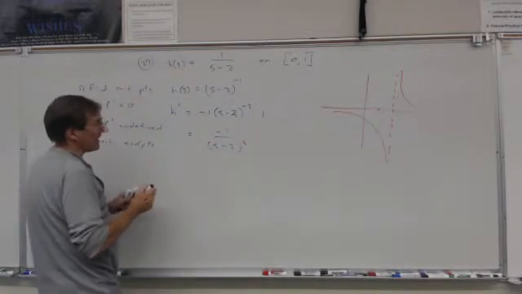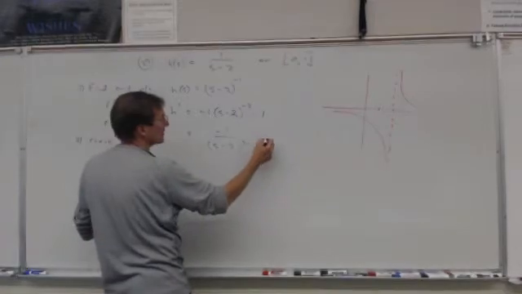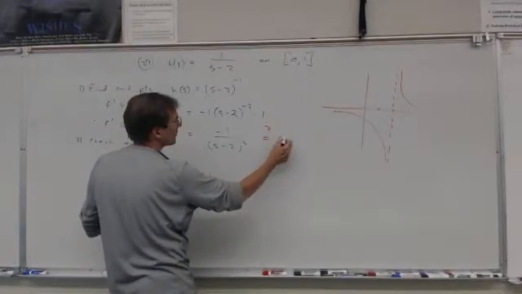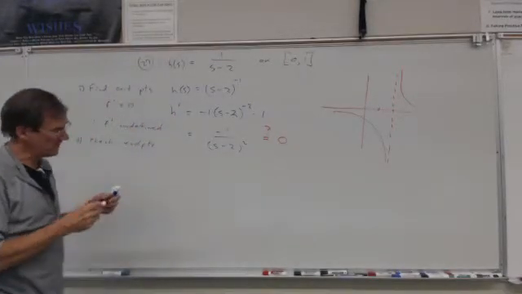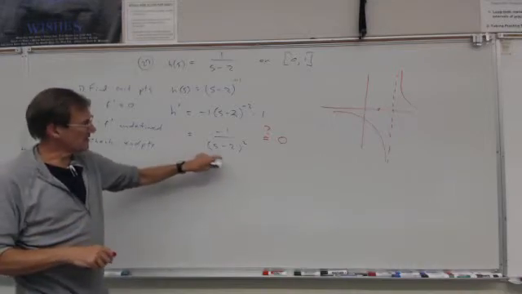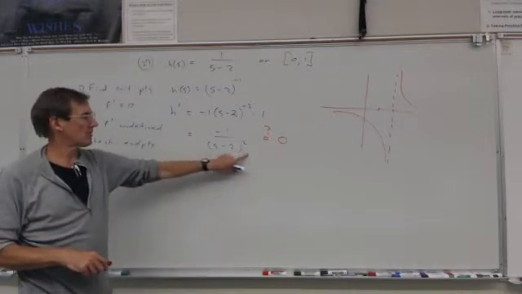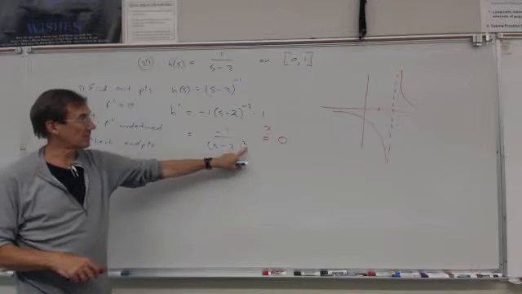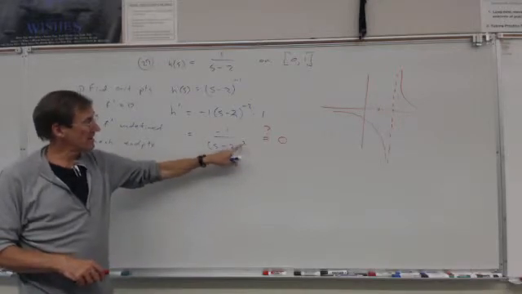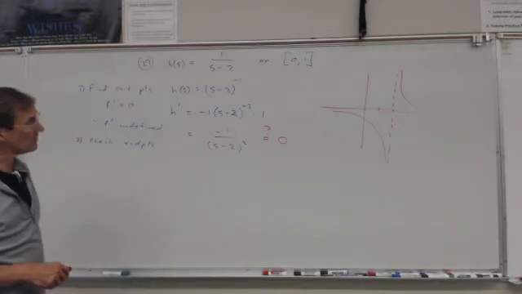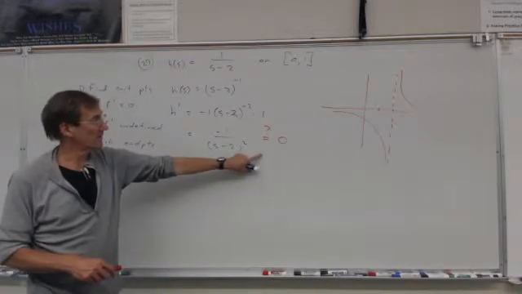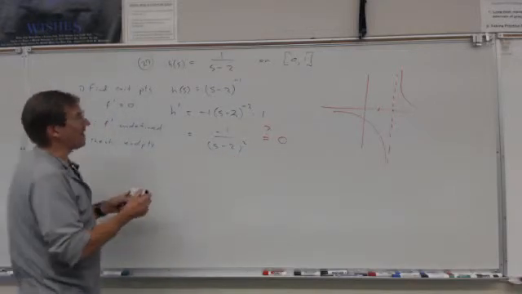And we want to see if there's any place where that's equal to 0. How do we make that equal to 0? I think it's pretty easy to see that we can't. The denominator is always going to be positive because it's squared. The numerator is just negative 1, so there's no way to make this equal to 0. But it may be undefined.